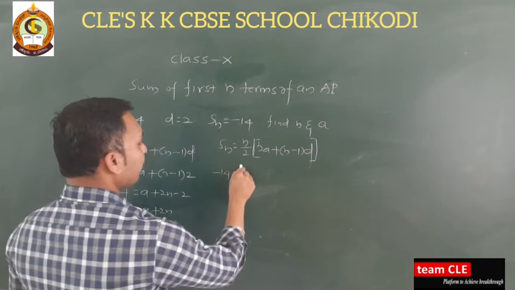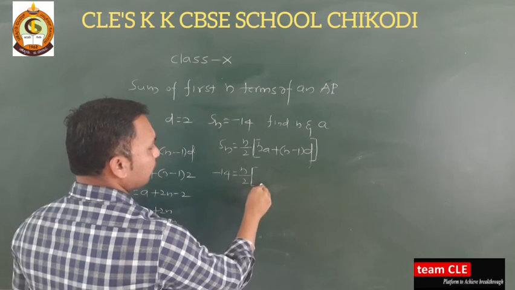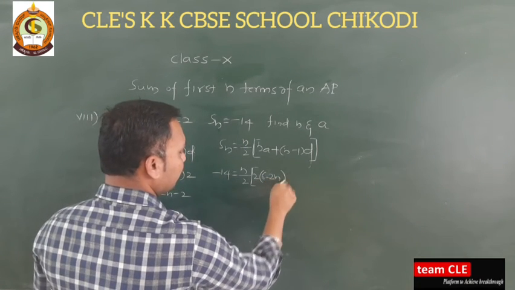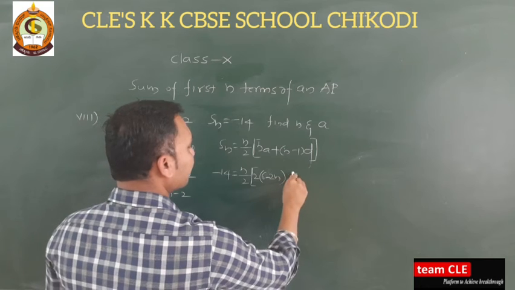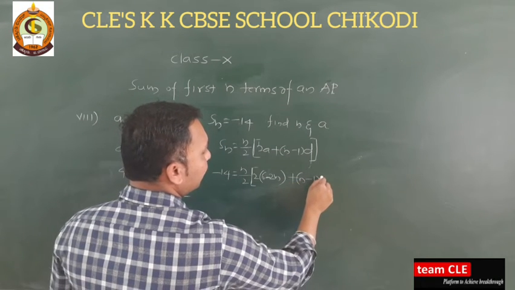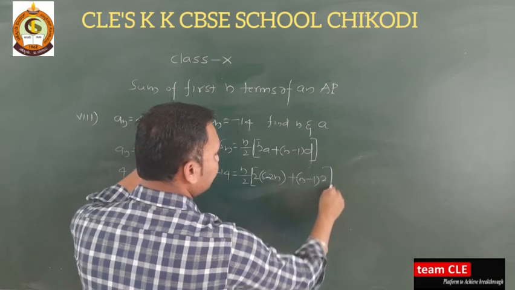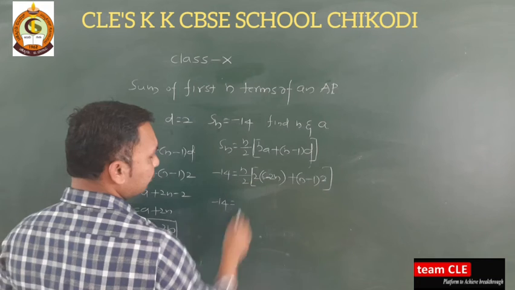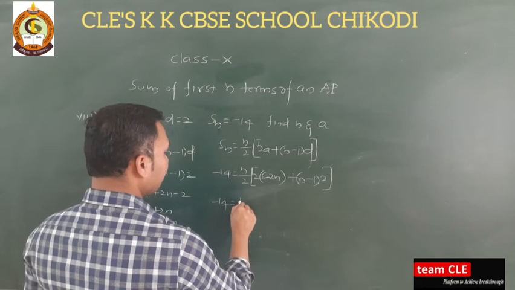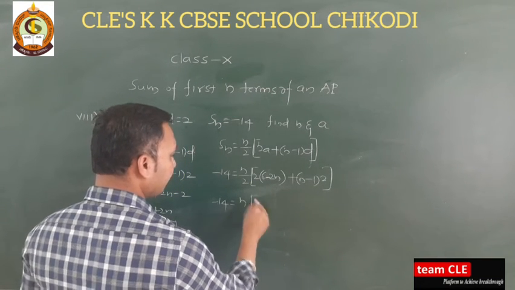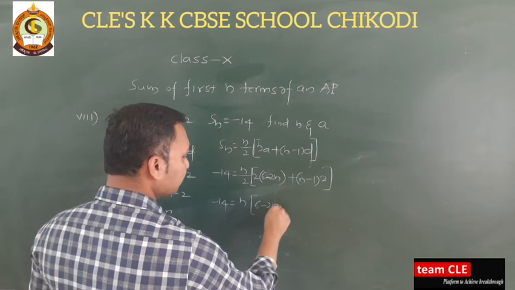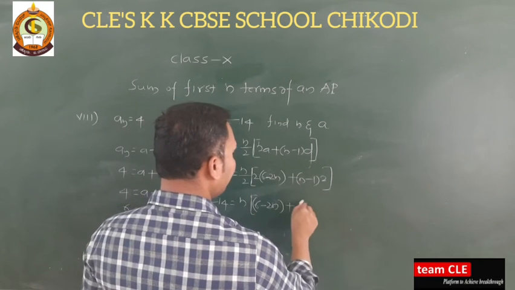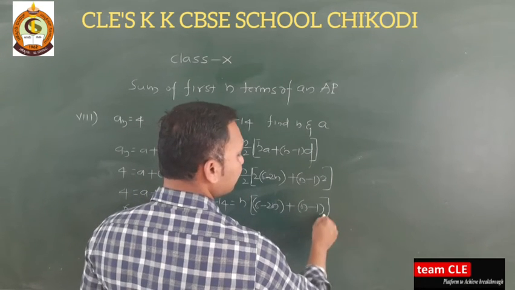So, n we do not have. So, keep as it is into 2. Now, 2 into a we have 6 minus of 2n, plus n minus of 1 into d we have 2, it is minus 14. Now this 2 will be cancelled. Now, into bracket of 2 I will take inside. Now, remaining is 6 minus 2n as it is here plus, again I'll take here 2, again remaining n minus of 1 itself.